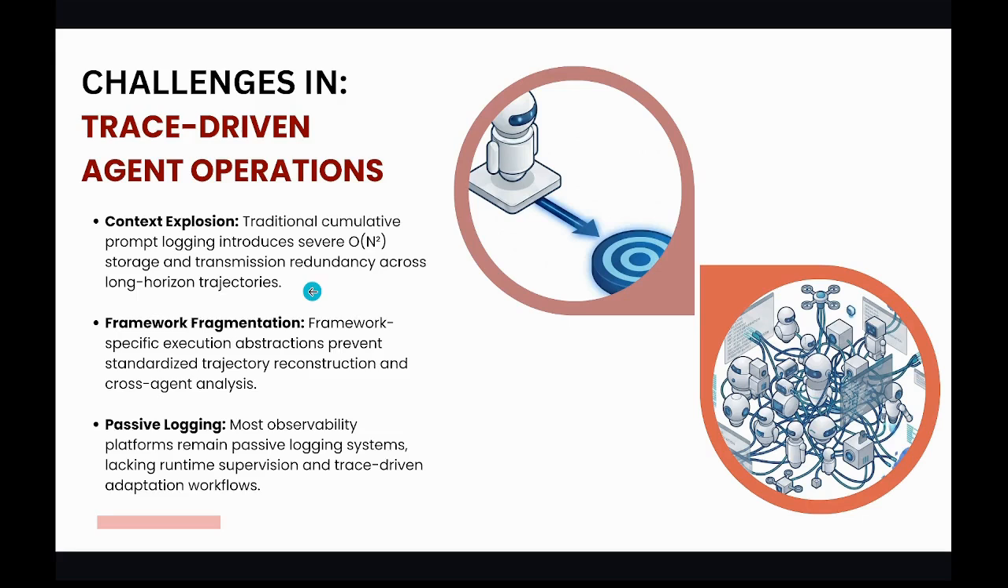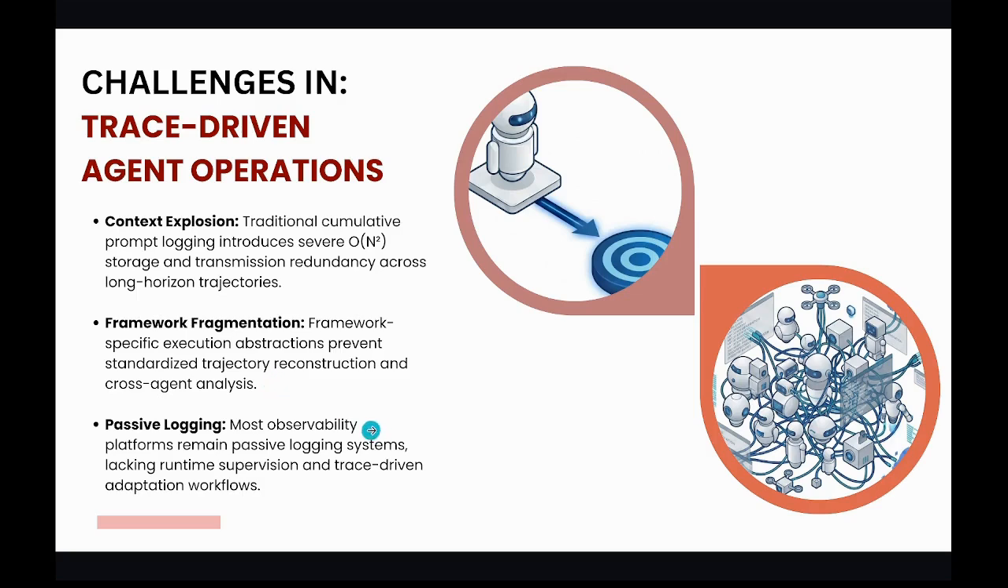We identify three main bottlenecks. First is context explosion. Traditional cumulative prompt logging introduces severe storage and transmission redundancy across long-horizon trajectories. Second is framework fragmentation. Framework-specific execution abstractions prevent standardized trajectory reconstruction and cross-agent analysis.